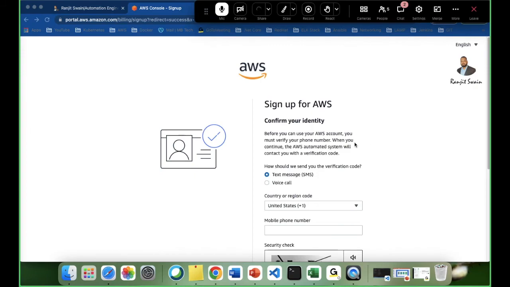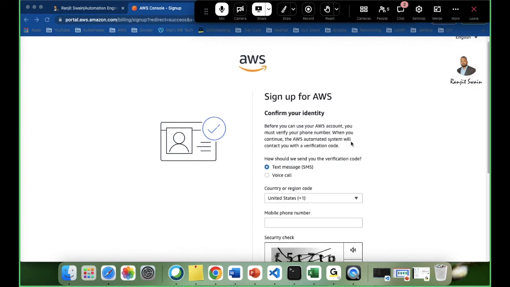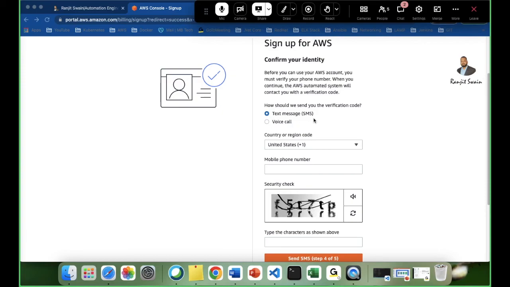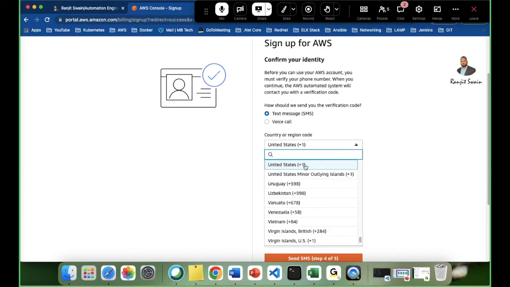Okay, so it is now done. Confirm your identity. For text message verification, you have to provide the mobile number. Country region India.